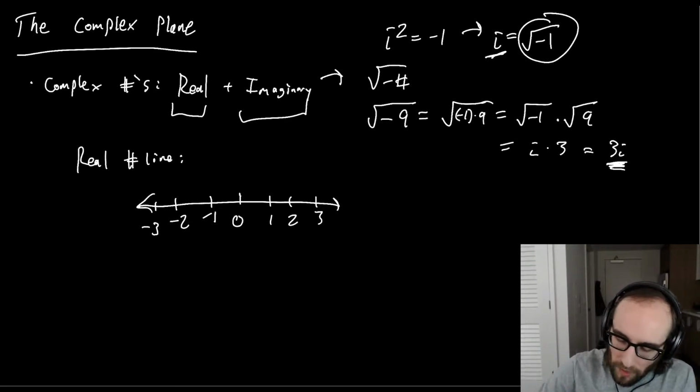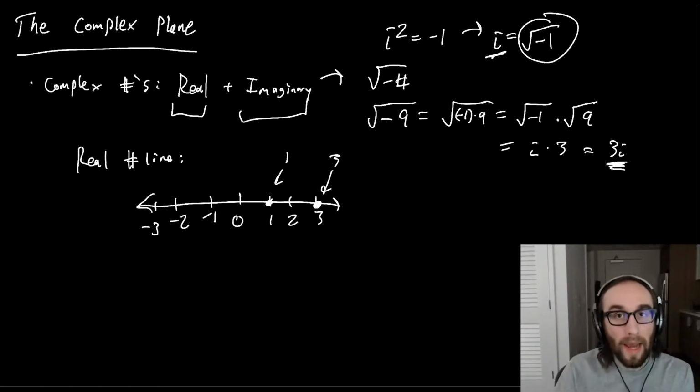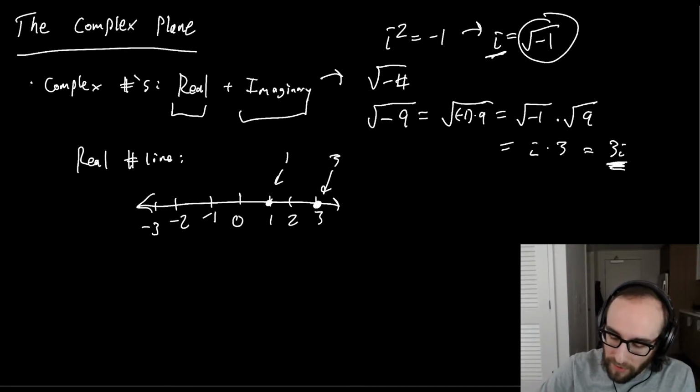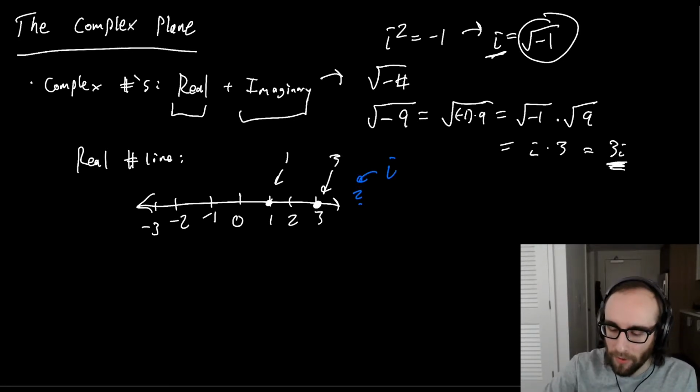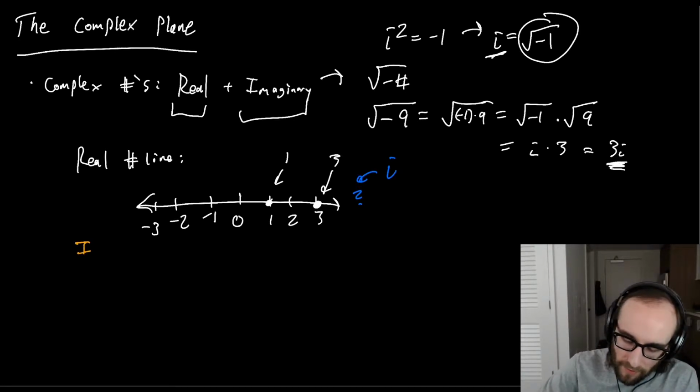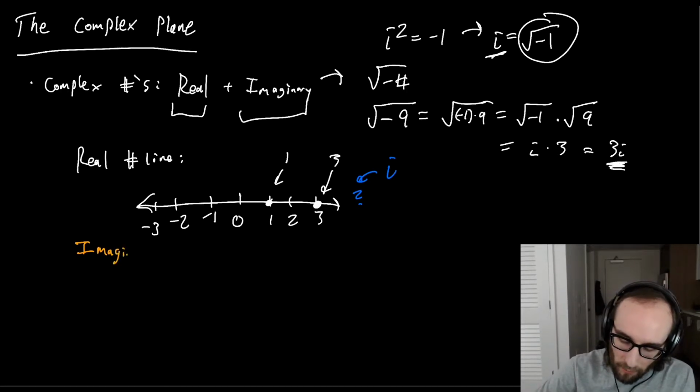And we can pretty easily plot some numbers here. For example, we can plot any real number. 1 would be right here. 3 would be down here. But we can't plot imaginary numbers. For example, we can't plot i. There's no place to put i on the real number line. So what we can do instead is create our own number line called the imaginary number line, or create a special number line.